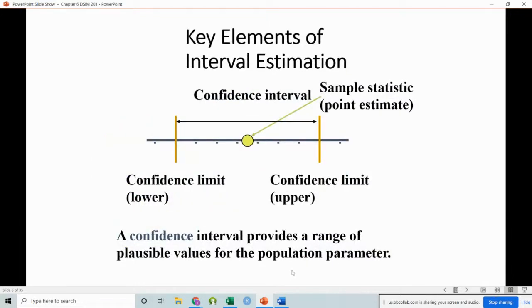The key elements of interval estimation are that we have an upper and lower bound to our interval and that the mean is in that interval. A confidence interval provides a range of plausible values for the population parameter that we're interested in.